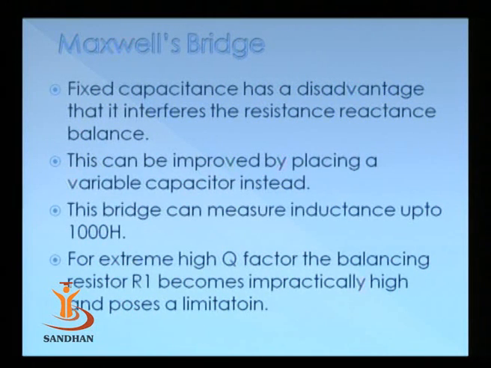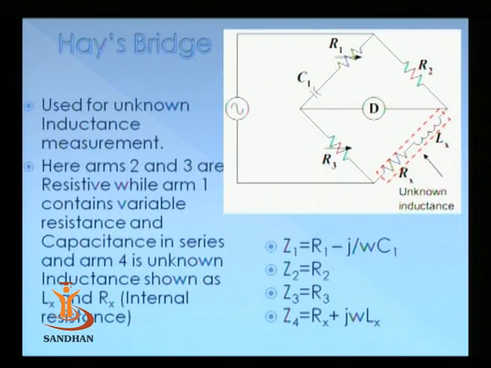So if you want to go for measurement of very high quality factor inductance, then we have to replace this bridge with another one, and for that specifically a new bridge is used, that is Hayes bridge. Hayes bridge is specifically designed for measurement of very high Q coils. Here the first arm has a little bit of alteration. Instead of connecting resistor and capacitance in parallel, the resistor and capacitor are connected in series, and there is no change in the rest of the bridge. R2 fixed, R3 is variable, while the fourth arm contains your unknown inductance. The impedances are as listed.